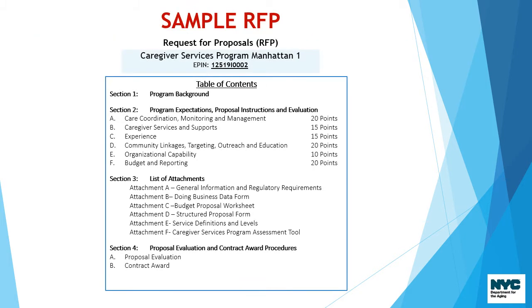The next major portion of the RFP is illustrated in this sample table of contents. You'll see that included in this main section are the following subsections: program background, program expectations, proposal instructions and evaluation, list of attachments, and proposal evaluation and contract award procedures. Let's now take a closer look at each one of these subsections.